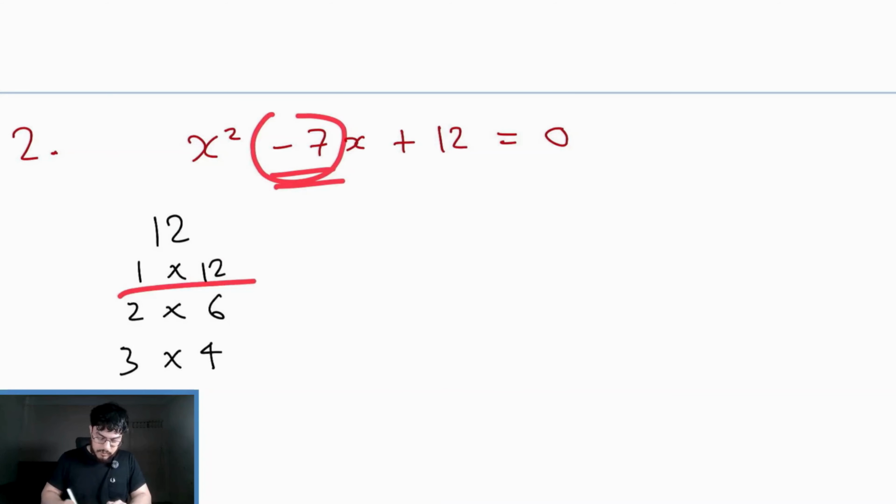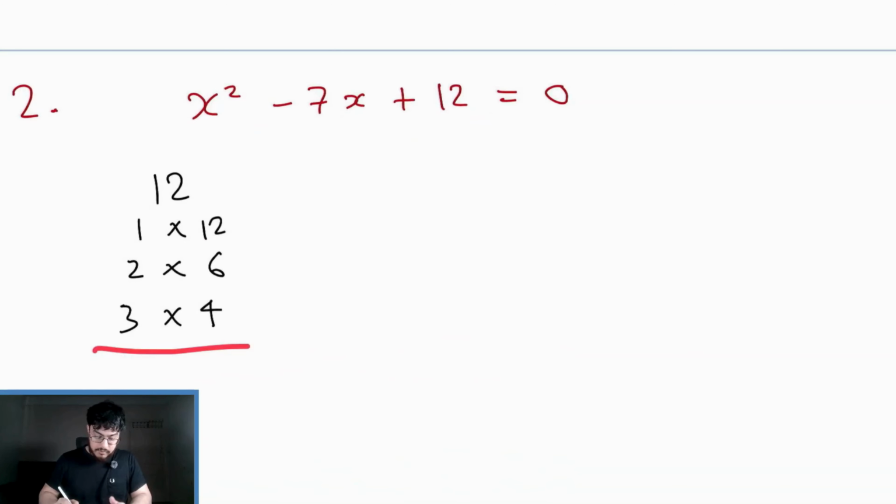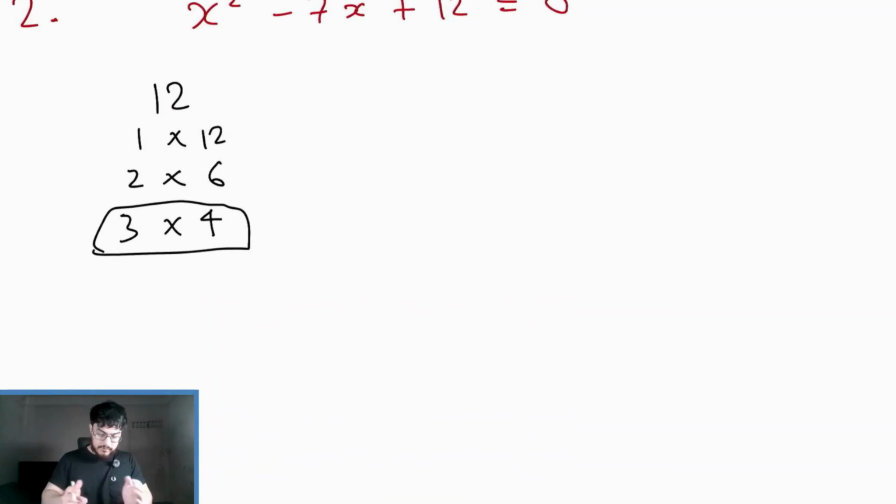Well, 1 and 12 can't do it, I know that. 2 and 6 can't do that. 3 and 4 can do that, because if you do 3 plus 4, you get 7. Remember, we want minus 7, but having a plus 7 is good progress. So now we have to think of what combination of 3 and 4 will make minus 7. And I can see that will be minus 3 minus 4, which is minus 7.